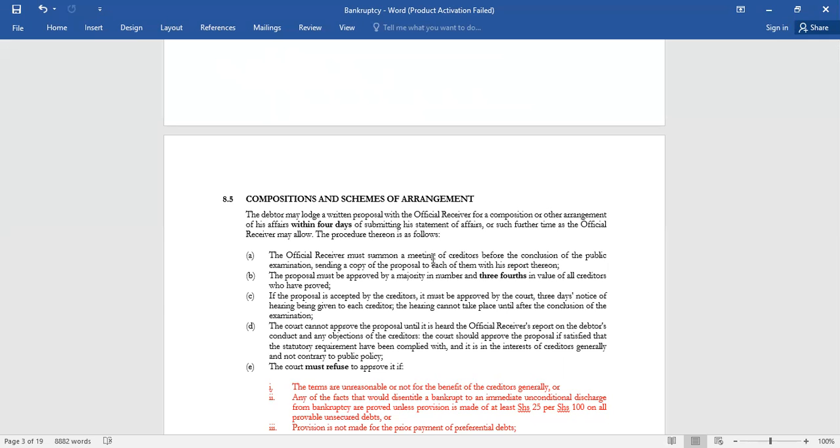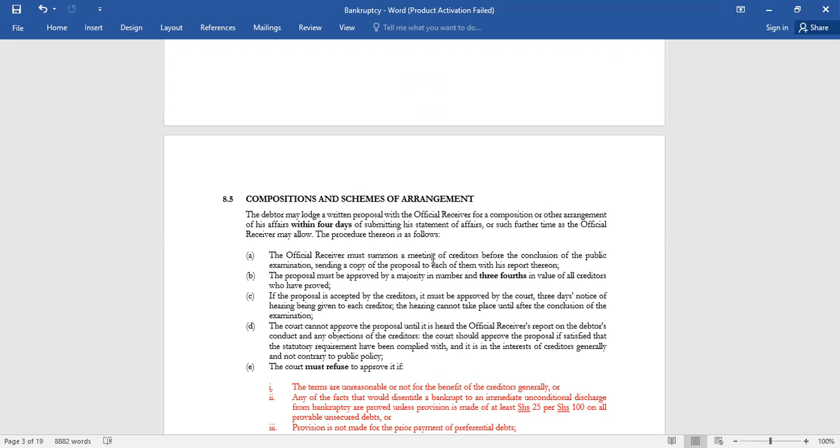So they'll make sure that they submit a payment agreement or an arrangement, and this is what we are calling a scheme of arrangement within 4 days. Yeah. So when they are submitting the statement of affairs, they'll be saying, look, guys, I have this and this. So I'm not yet insolvent, or such further time as the OR may allow. So the procedure is as follows.